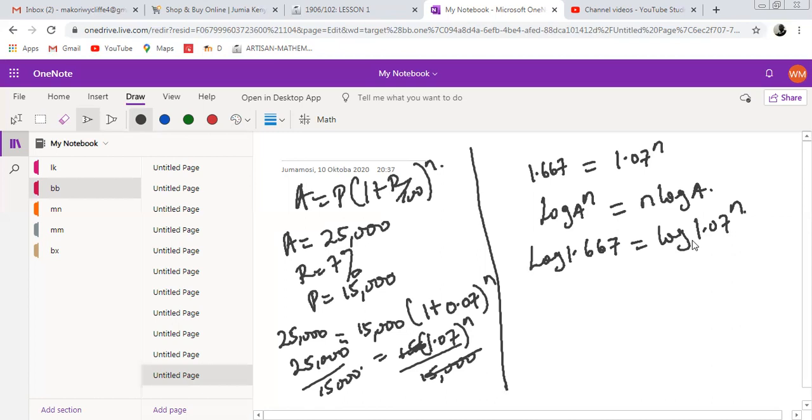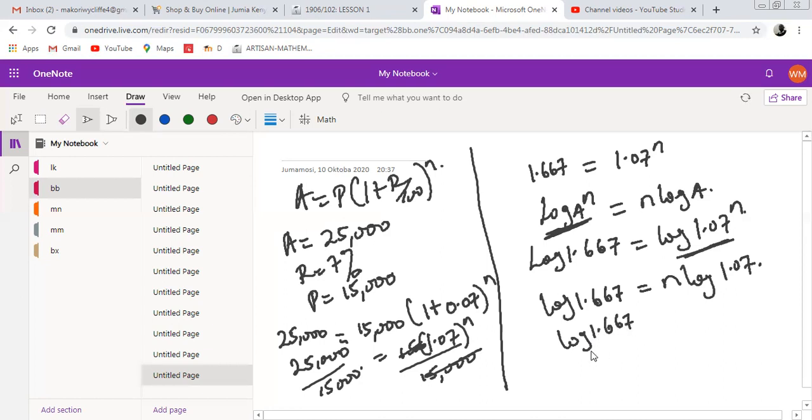And one thing you can realize is that this side is the same as what we have here, where we have log a power n. In this case, our a is 1.07, and therefore it can be written as this. So we can come here and say log 1.667 is equal to n, which comes now in front here, log 1.07. Therefore, we can say log 1.667 over log 1.07 will give us our n. I've just divided both sides by this so that we can remain with n on this side.